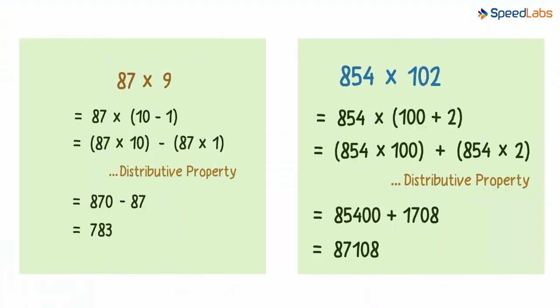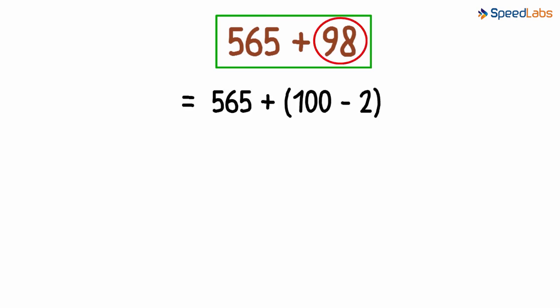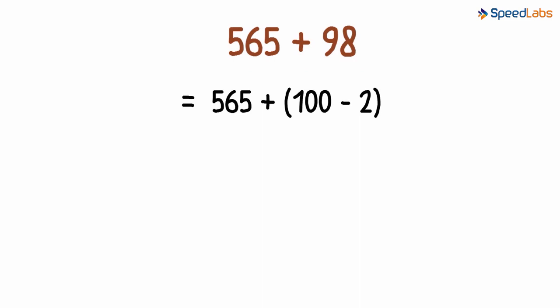So now we know that we can split the numbers that are closer to 10, 100, 1000 and so on to make multiplication easier. However, we can do the same for addition and subtraction of numbers as well. For example, instead of adding this directly, we can split 98 as 100 minus 2. We can easily add 565 to 100.